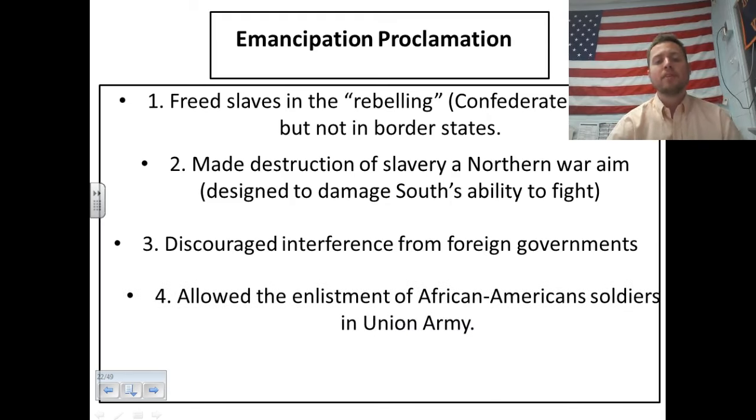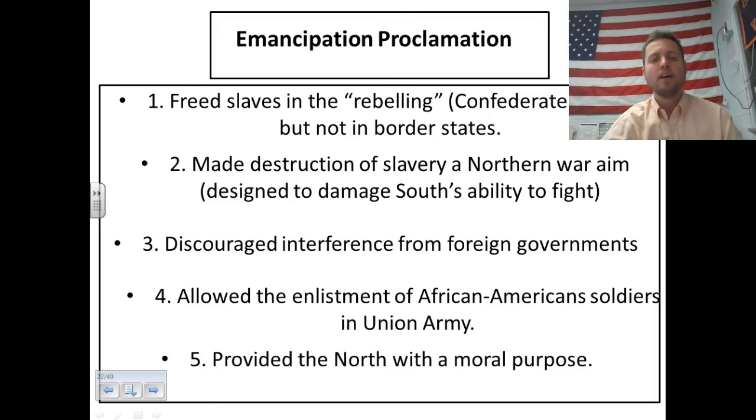Go to 4. Allowed for the enlistment of African American soldiers in the Union Army. Now, you can have African American soldiers because of the Emancipation Proclamation, and won't they be motivated to fight for the North? Okay, last one, we got 5. Let's do one more. Provided the North with a moral purpose. The North has the moral high ground because the North is freeing slaves and the South is fighting to keep slaves.